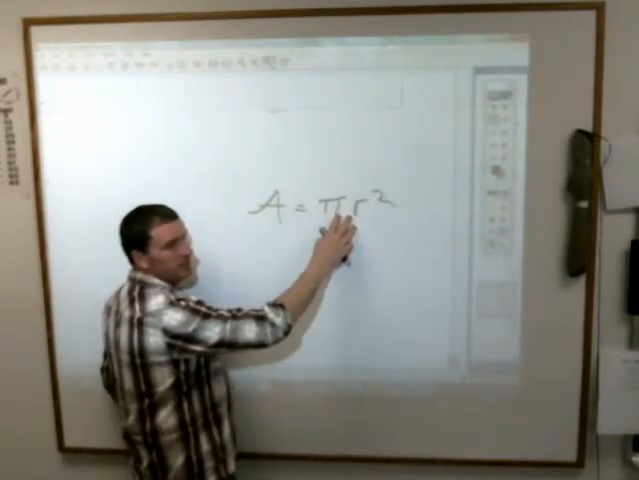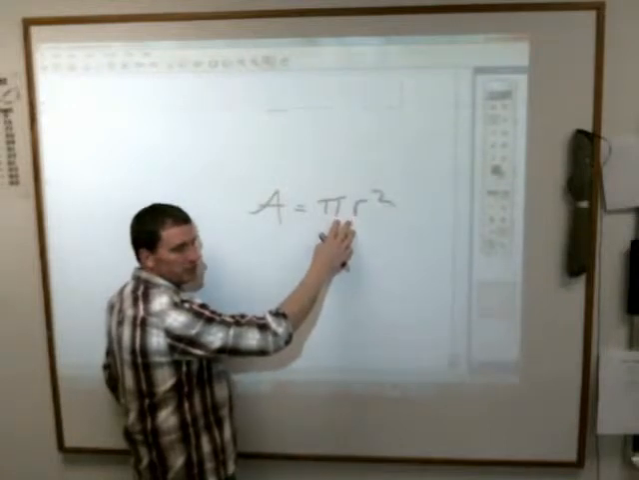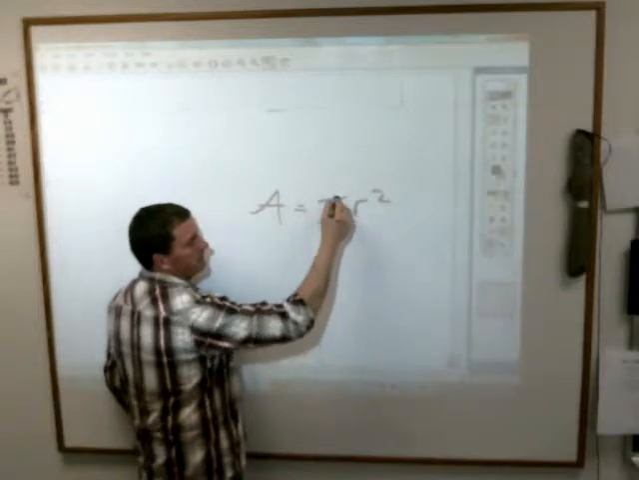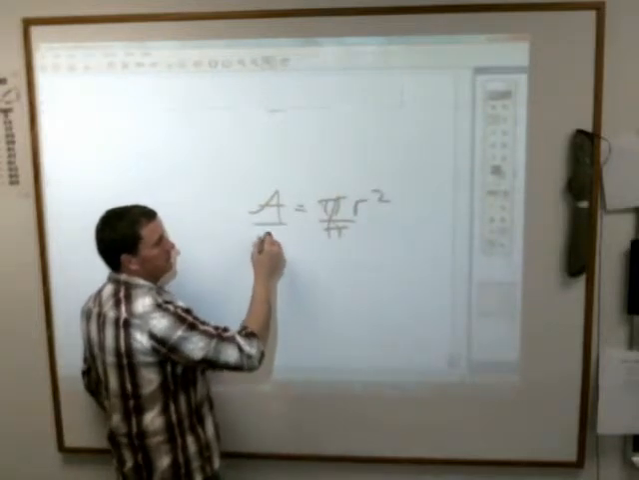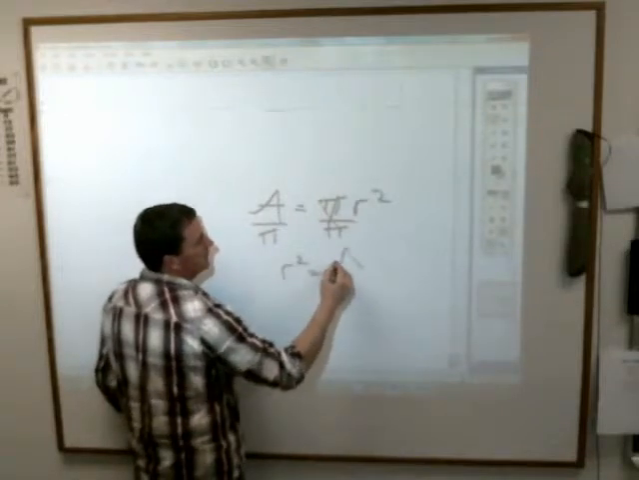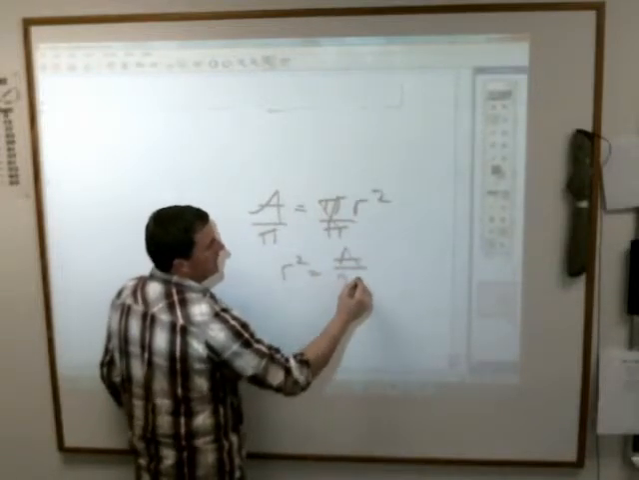Okay, if I wanted to solve this for the letter r, what do I have to get rid of first? Pi. So I divide by pi. So now I'm left with this. I'm left with r squared equals area divided by pi.